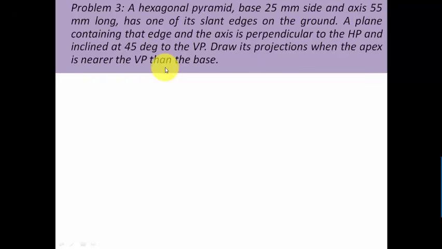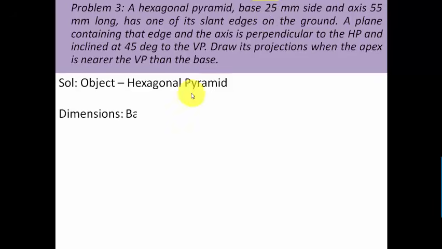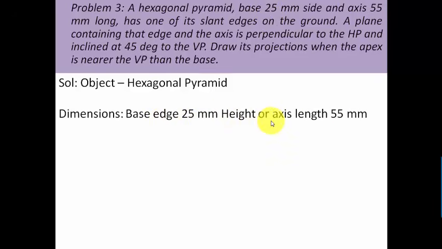Alright, a whole lot of data has been provided to us. So let's write down the name of the object, which in this case is a hexagonal pyramid. And secondly, the dimensions are in the form of base edge 25 mm and height or axis length as 55 millimeters. So let me show you.